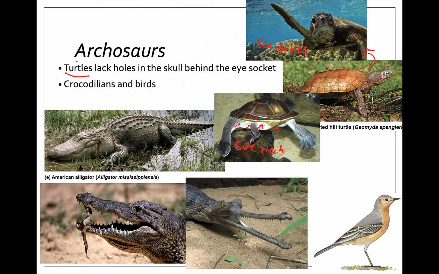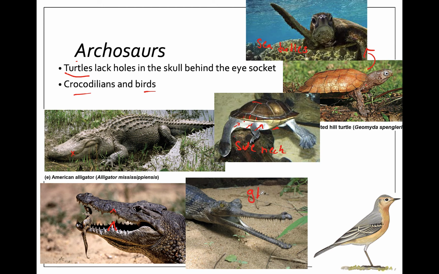Next on our tree, we have the crocodilians. So the crocodilians are going to be sister to the birds. And we have the American alligator, American crocodile. One way you can tell is this big tooth here. On the alligator, you can't see it. On the crocodile, this is going to stick out on the outside. You'll be able to see it.